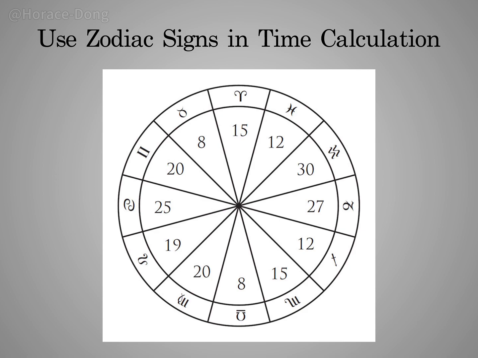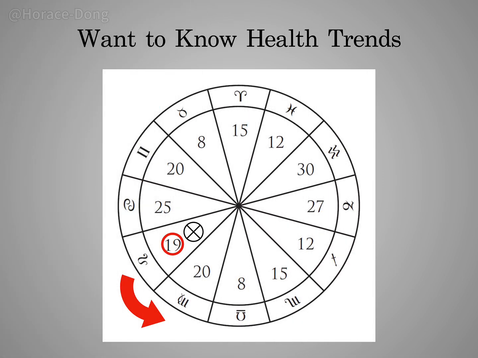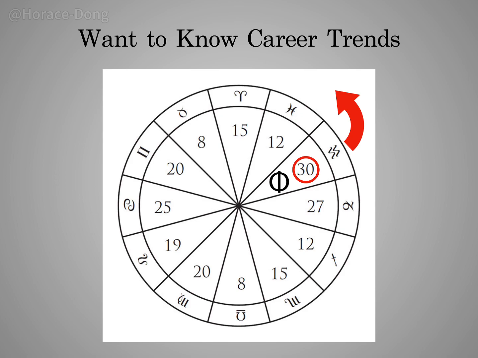Since we use the zodiac signs in time calculation, meaning that if we want to know certain affairs in that period, we check the specific sign for that specific thing. Say we want to know his health trends in his first 19 years, and in this case, his lot of fortune is in Leo. You check Leo to determine his first 19 years health trend. The next 20 years check Virgo. The next 8 years check Libra, and you repeat that process and so on. And what if you want to know about his career trends? You have to release from where the lot of spirit is located, so that his first 30 years career trends can be determined by Aquarius.